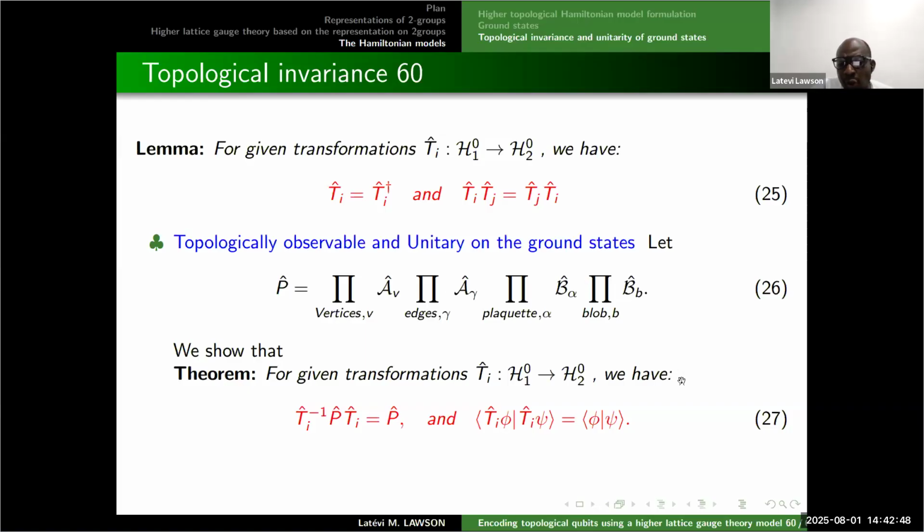And here, this is the topological projector. What I'm going to show as a theorem is that all the above transformations, flipping the orientation of the edges, flipping the orientation of the plaquette, and changing the base point, leave this operator invariant. It is a long computation, and they also leave the scalar product invariant. This is what we call unitarity and the topological invariance of my lattice.